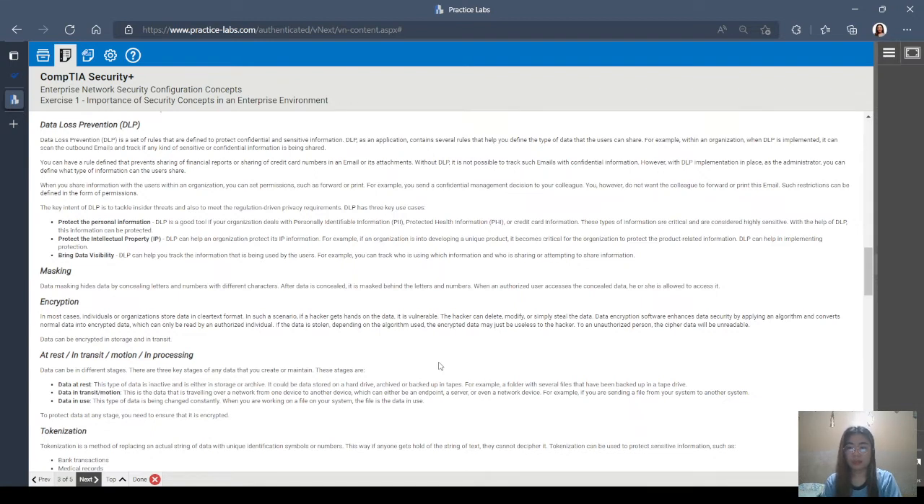Second, protect the intellectual property. DLP can help an organization protect its IP information. For example, if an organization is into developing a unique product, it becomes critical for the organization to protect the product-related information. DLP can help in implementing protection. Third, bring data visibility. DLP can help you track the information that is being used by the users. For example, it can track who is using which information and who is sharing or attempting to share information.